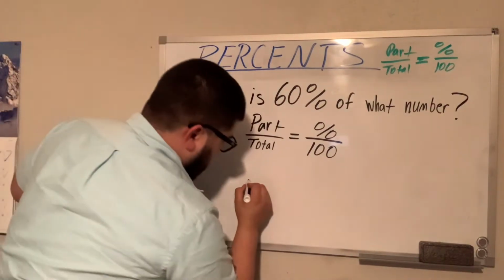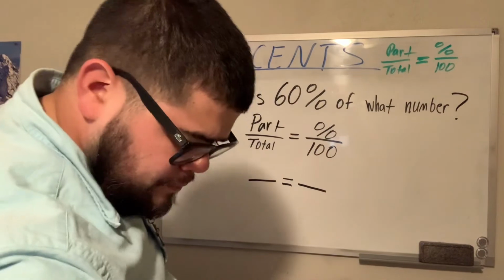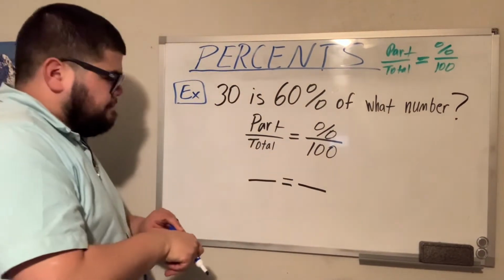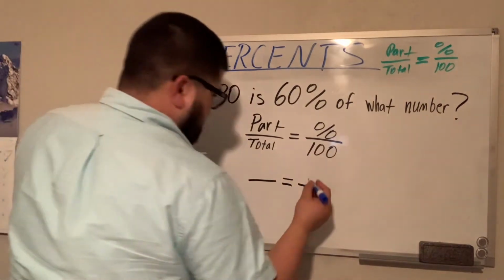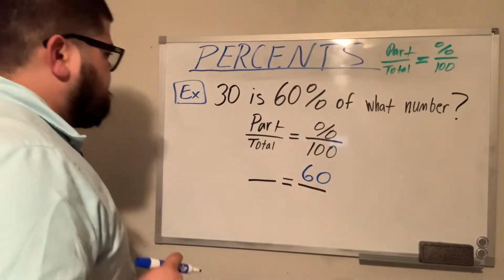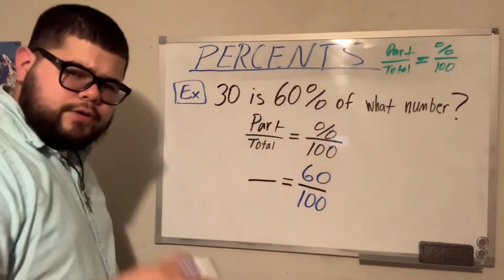Let me rewrite my equal sign and fraction lines. Let's do that. What is our percent? 60, very good. 60 is our percent. Now, we know the number 100, it's 100. That's it, right? We're good.